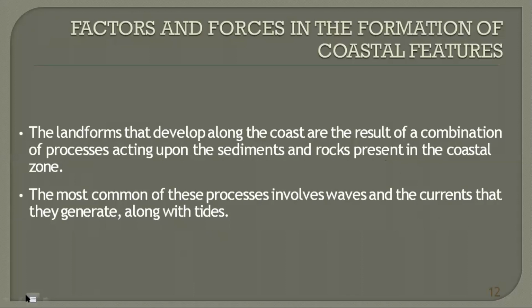So the landforms are actually a result of the combination of processes acting upon the sediments and the rocks that are present on the coast. For example, if there are sedimentary rocks, metamorphic rocks, or igneous rocks present on the coast, all of these three rock types will have different behavior and different styles of weathering, and they will also have a different style of erosion.